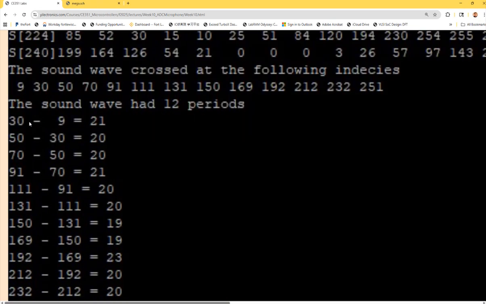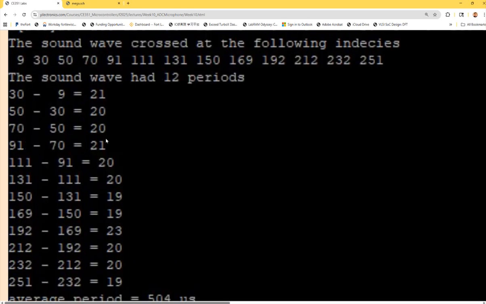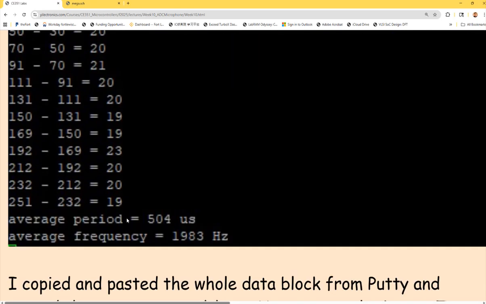And then I do a subtraction, like what I did on the paper. So you got all the intervals. You can see they're pretty consistent, like from 19 to 23. So you multiply the intervals by the sample rate of 25 microseconds, and then do an average in your code. Eventually you can find the average period of all the sound waves, and you print it out.